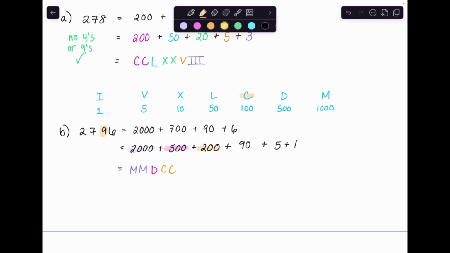Now 90 is the one I have to write special. That deals with 100 minus 10. So the way I would write that is XC. I put them out of order. Then we've got a single 5, which is V, and then a single 1, which is I. Okay. So this is that number in Roman numerals.